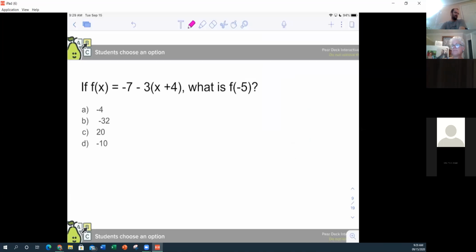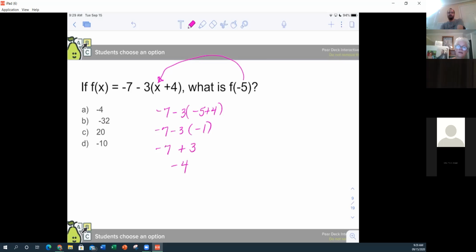Okay, so there's many ways to approach this. I'm just going to go ahead and take that -5 and stick it in there for that x. And that'd give me -7 minus 3 times -5 plus 4, which would be -7 minus 3 times -1, which would be -7 plus 3, which is -4.